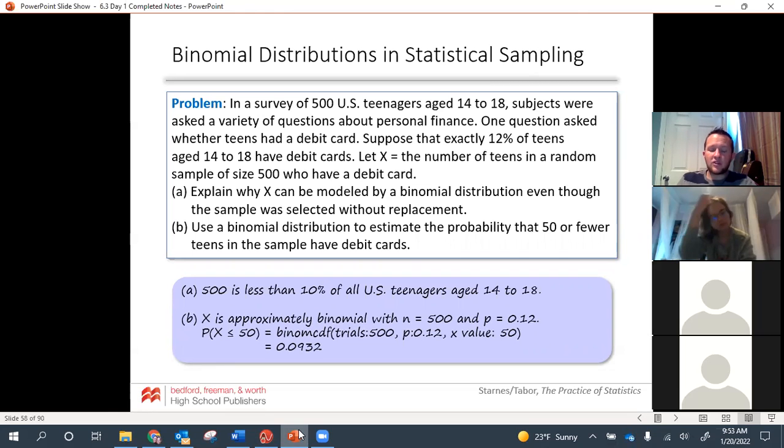We did that. Now notice on here, this is how you're going to show your work, by writing it out like this. You're not going to have to show it for 50, 49, 48, 47. That'd be way too much work. You just need to write out what your values are. So they didn't just put in 500, 0.12. They actually said the trials was 500, the probability was that, and our X value was 50. So you have to be specific.